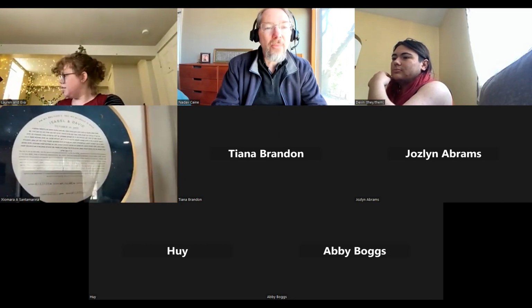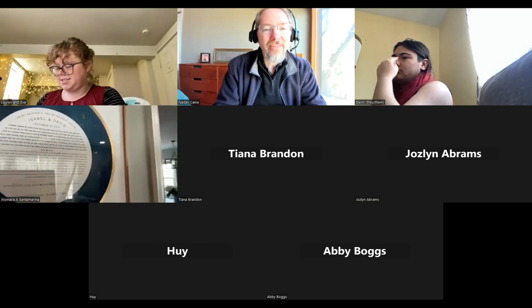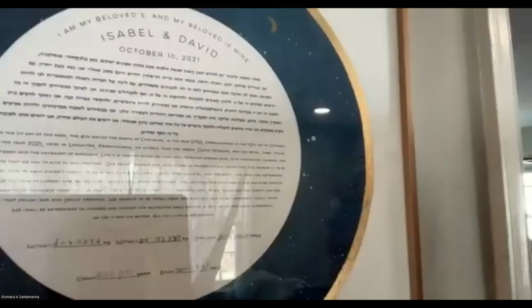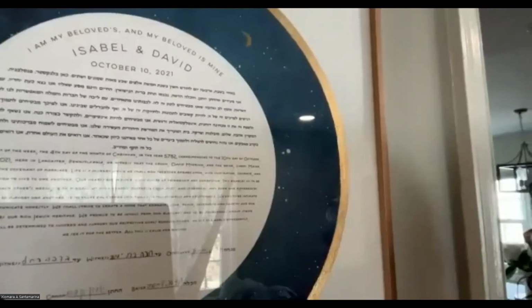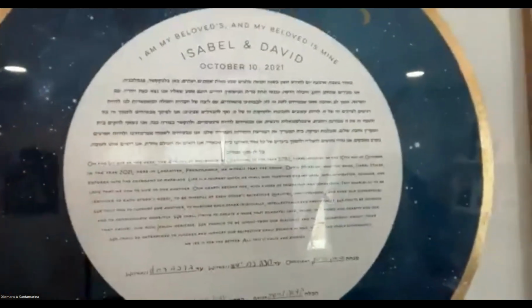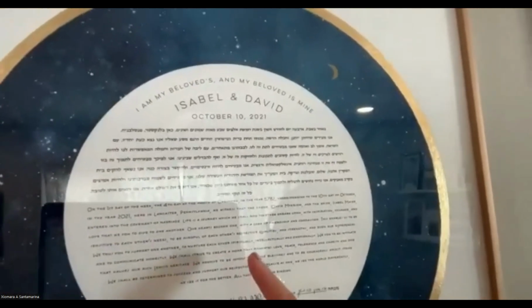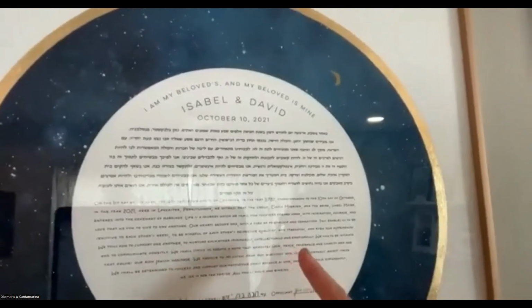Okay, so let me highlight. I've got to see what you're putting up here. So spotlight for everybody. So Isabel and David, I am my beloved's and my beloved is mine. Yep, there's a ketubah. October 10th, 2021. Entered into the covenant of marriage. Life is a journey which we shall now together embark. Sure.